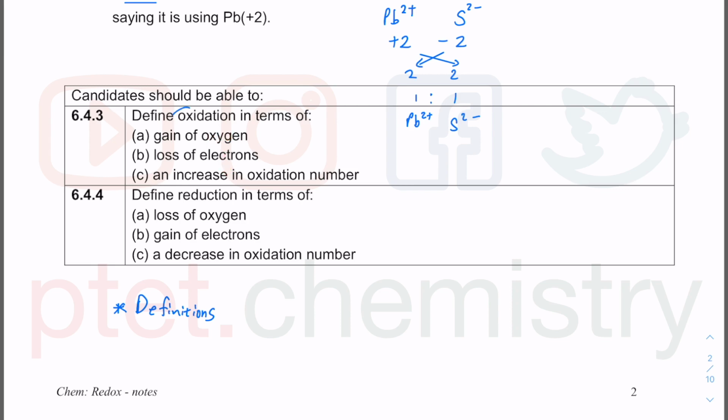Okay, so this is oxidation, and this is reduction. You will see that they are total opposites. One is gaining, one is losing oxygen. One is losing electrons, one is gaining electrons. One is an increase in oxidation number, one is a decrease in oxidation number. What is very important in this kind of definition is not to try and remember both of them, but to try and know one thing very, very correctly, and then the other one is the total opposite.